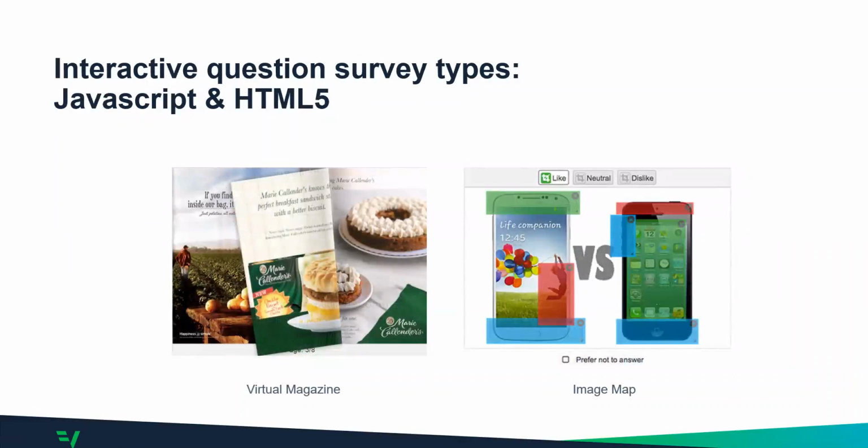Here are more examples. An interactive question type can also get more sophisticated, not just a replacement or an alternative to a traditional HTML form, but more complex and providing new ways to collect data, like a virtual magazine where a survey respondent can flip through pages of content, so we can test things like brand recall in print advertising, or an image map, a heat map, to indicate what parts of a concept the respondents may like or dislike.